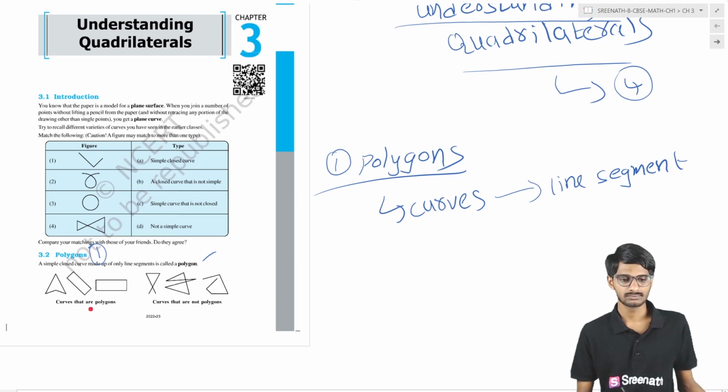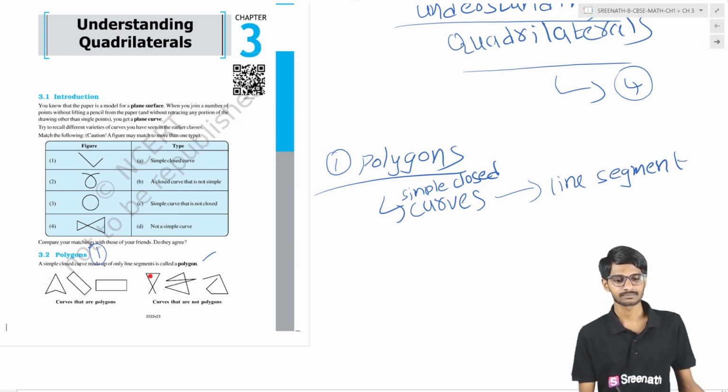What are the examples? These are simple curves that are polygons. This is one line segment, this is another line segment, this is another, and this is another. So, these are polygons, and these are not polygons. Why? Because if you see, these are not simple closed curves. So, what is our main aim? Simple closed curves. These are simple closed curves, and they are formed by line segments, not curved surfaces. So, simple closed curves formed by line segments are called polygons.